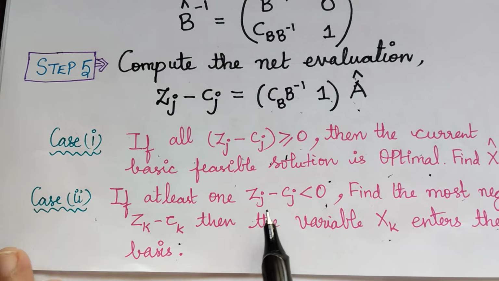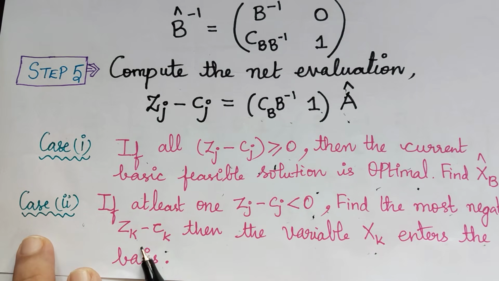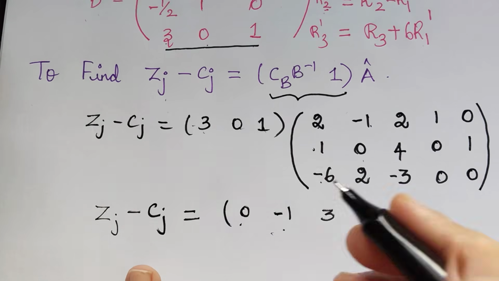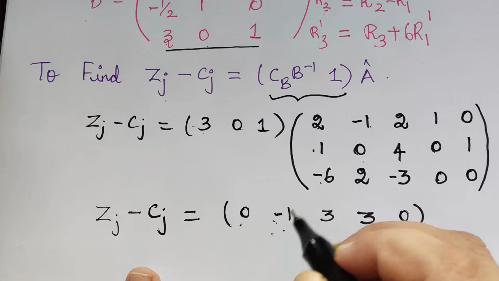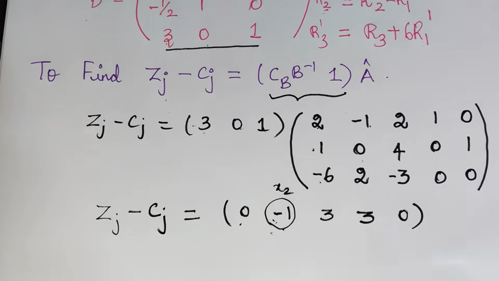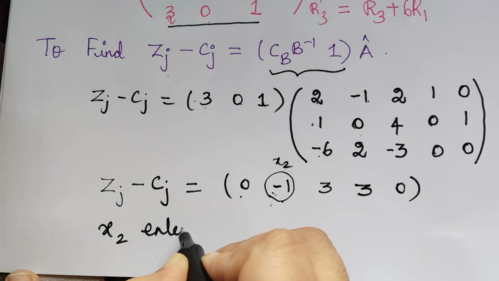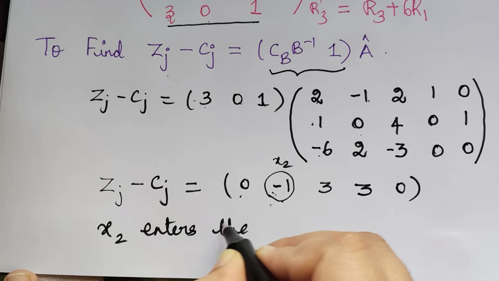If at least one Zj minus Cj is less than 0, find the most negative Zk minus Ck, then the variable xk enters the basis. So if you see, we have one value that is negative, and this is the most negative value, and it corresponds to x2. So x2 enters the basis.